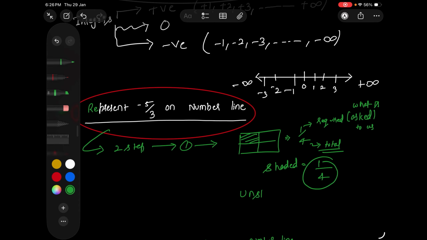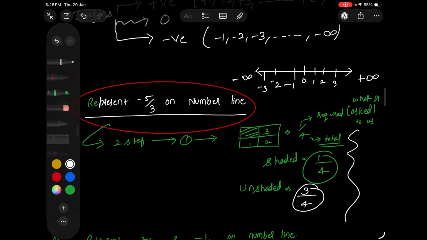If we have to ask about the unshaded part, how many unshaded parts? 1, 2, 3, that is 3. How many total parts? 4. So this is 3 by 4. Hope you guys will be able to solve or understand this type of problem.